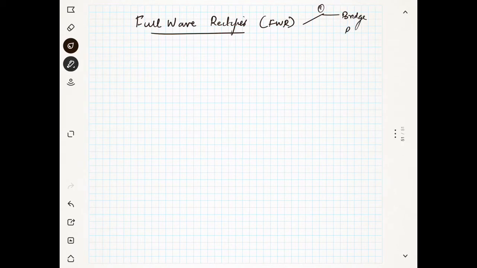Next we will discuss the full wave rectifier, FWR. There are two types. One is the bridge rectifier. The first one we are going to discuss is the full wave rectifier with center tapped transformer.